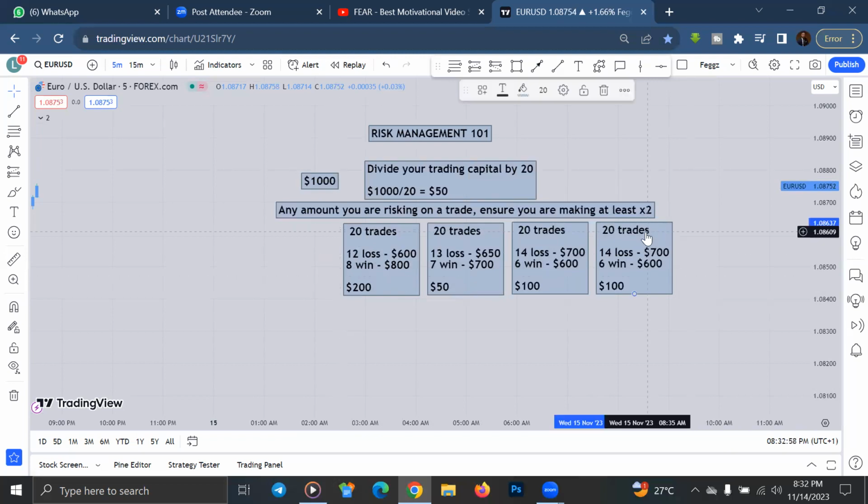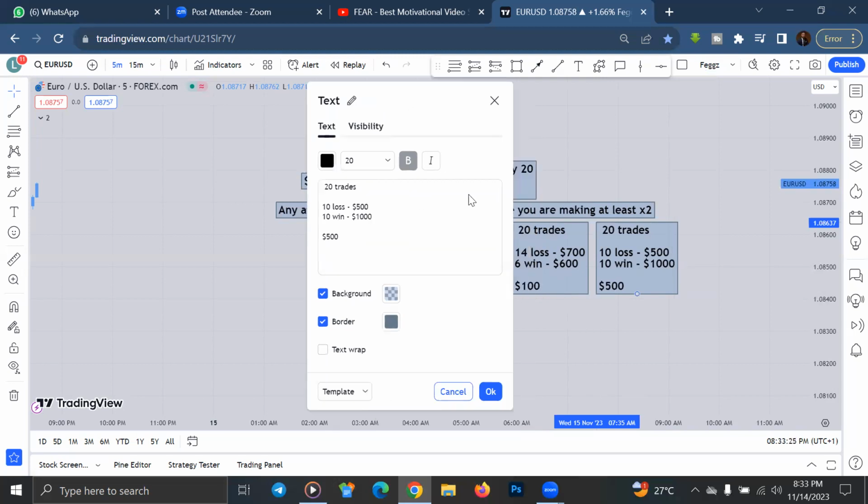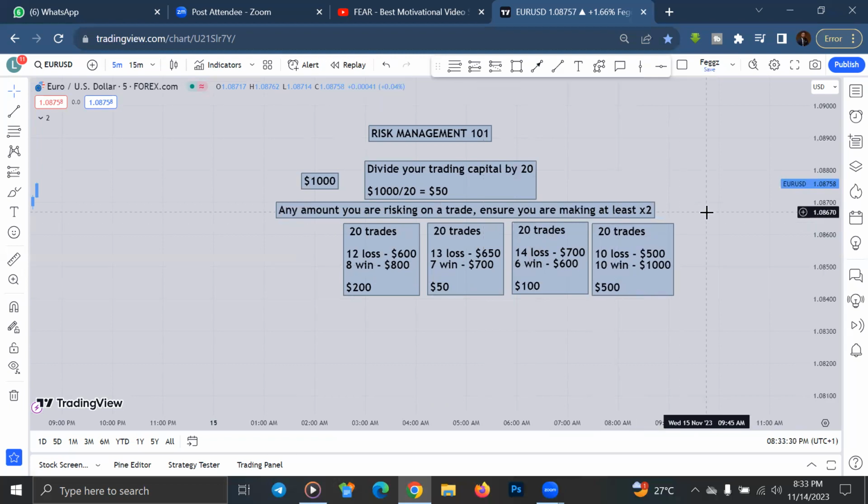All right. So let's say you now understand your pair, and let's say you are now better. You take 10 losses and 10 wins. This will automatically mean that if you lose 50 each time, you lose 500, and then if you win 100 each time, you have 1,000. So this will automatically mean that you made a profit of $500.